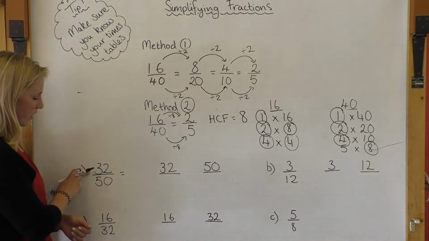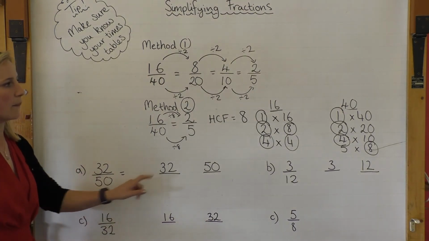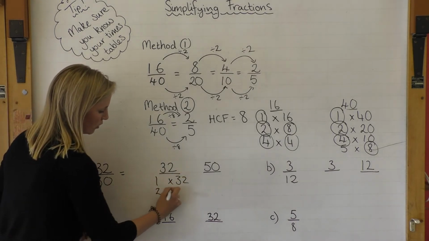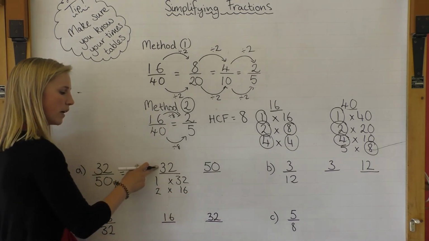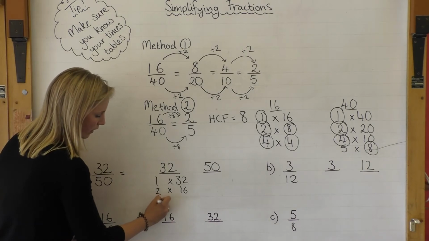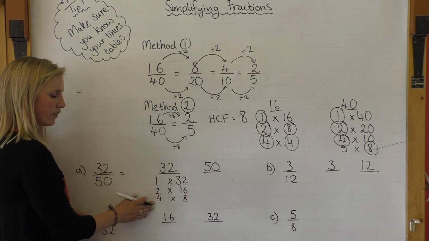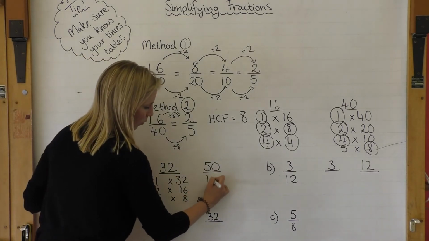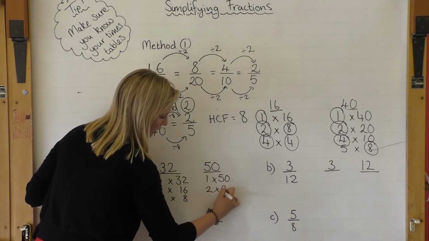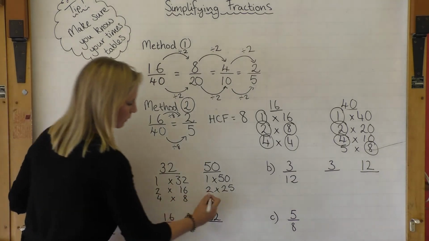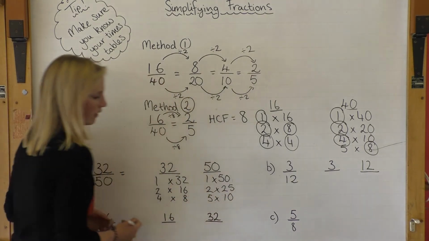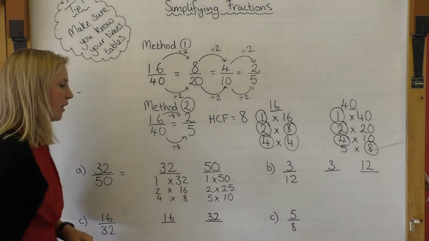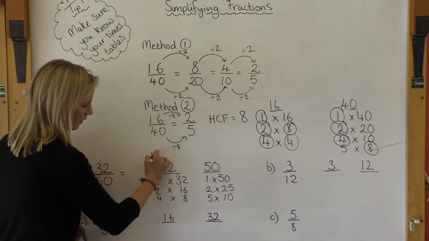Looking at then our next fraction, which is 32 over 50. So again, I'm going to start by writing out my factors of 32. So that's 1 times 32, 2 times 16, 3 doesn't fit into our 32, 4 times by our 8, 5 times nothing, 6 times nothing, and 7 times nothing. Looking at our factors of 50 then, I've got 1 times 50, 2 times 25, 3 times nothing, 4 times nothing, 5 times 10, and I know that 50 is not on any other times table, so I'm just going to stop right there.